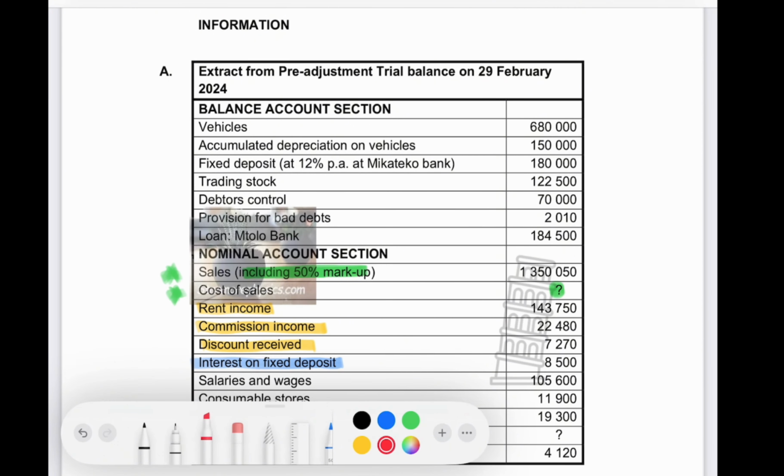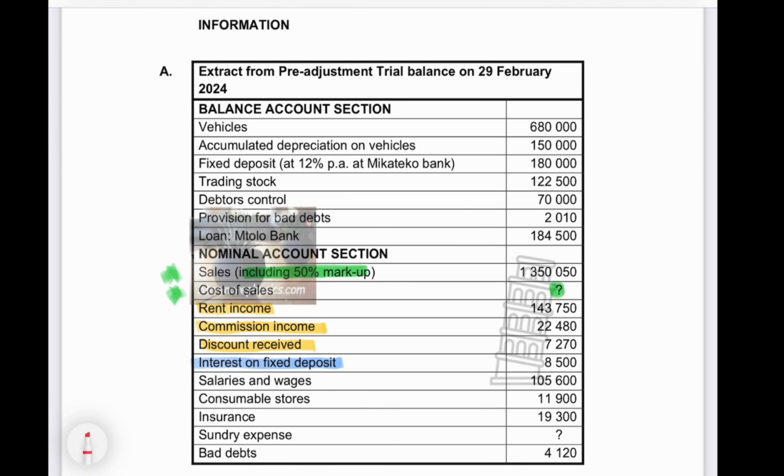For my expenses, if you look in the balance account section, we have provision for bad debts. That is an expense. And then we have salaries and wages, consumable stores, insurance, sundry expense, and bad debts. After you highlight your incomes, you're going to go into your answer sheet and transfer all of these that you have highlighted, and you put the amounts in an open bracket.